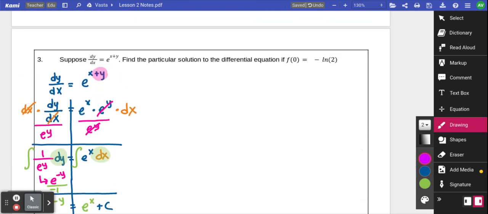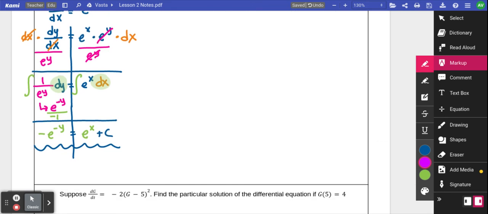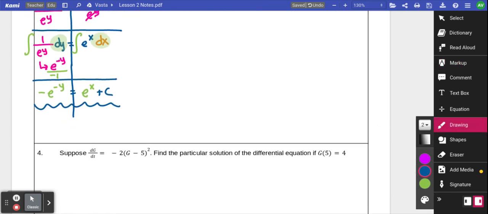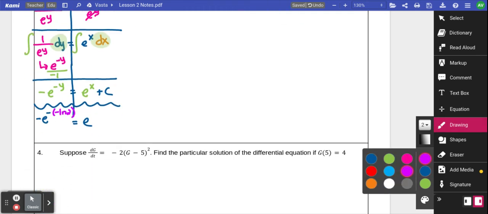Now, once I get to here, I'm going to go ahead and find out what c should be. And I'm going to do that using my initial value that I was given here, where x is 0 and y is the negative natural log of 2. So I'm going to go ahead and plug that in. So if I plug in x is 0 and y is the negative natural log of 2, I have negative e to the negative, and now I'm going to plug in negative natural log of 2, equals e to the, I believe it was 0, plus c.